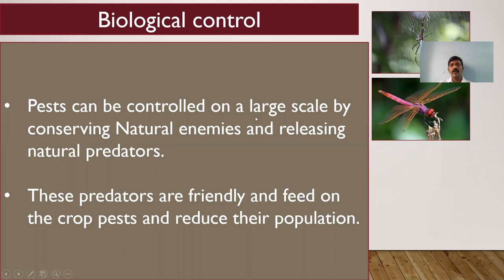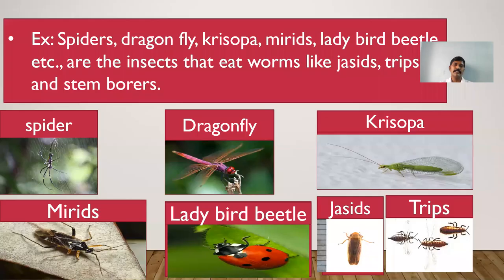Pests can be controlled on a large scale by conserving natural enemies and releasing natural predators. Here, some of the natural predators are there. These predators are friendly and feed on the crop pests and reduce their population. Spiders and dragonflies are the friendly insects. These are helpful to human beings and to the farmers. These can control the pests which cause diseases in the plants.